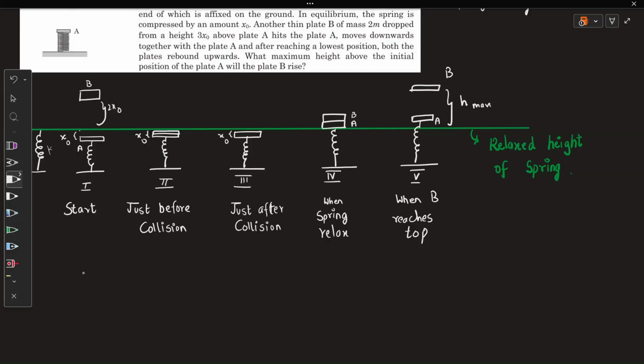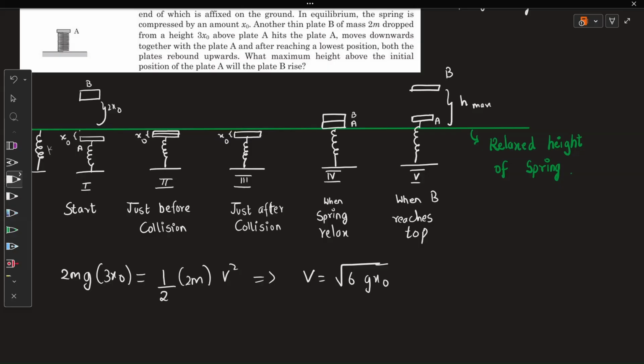From this, the initial energy of B is nothing but the potential energy, which is 2m, mass of B, g into h, which is 3x naught. And the kinetic energy over here is, because potential energy is 0. So what you get is v is nothing but under root 6g x naught. So the velocity with which B is going to hit the plate A is nothing but root 6g x naught. So this is just before collision.